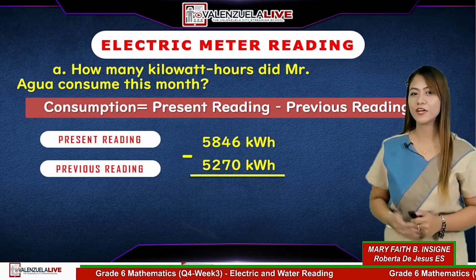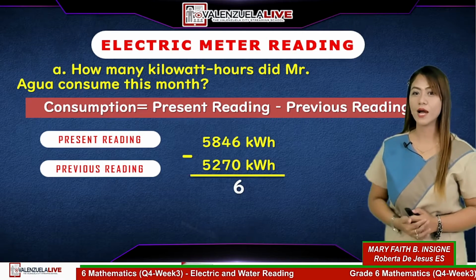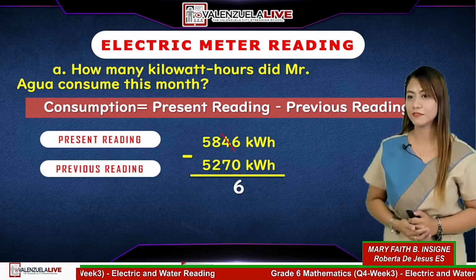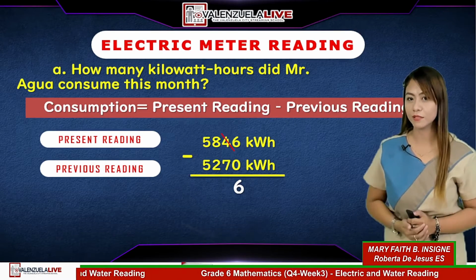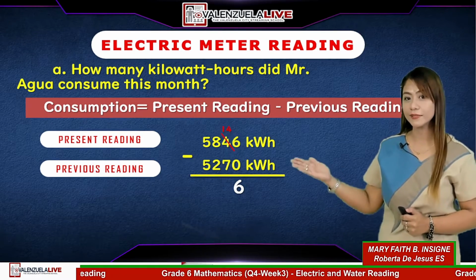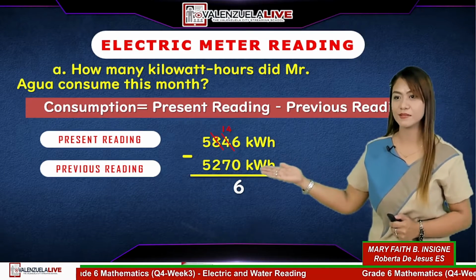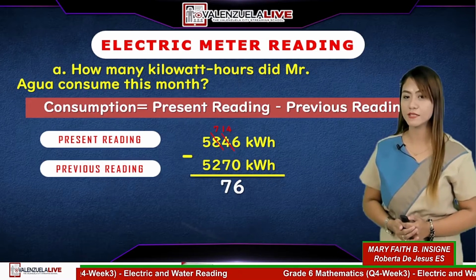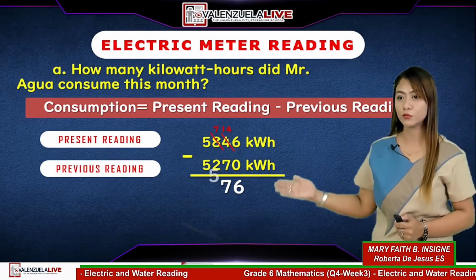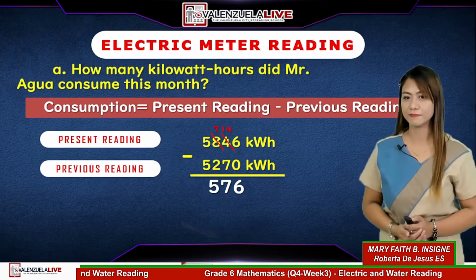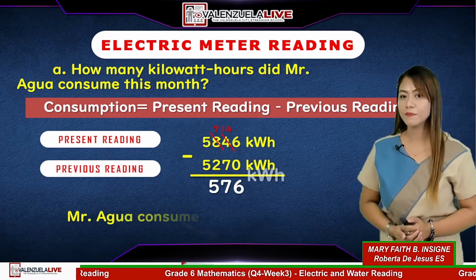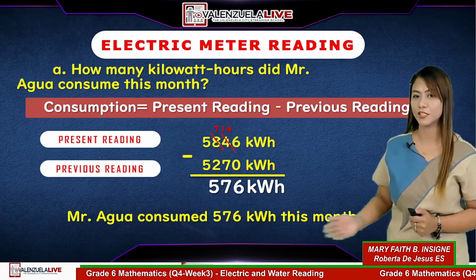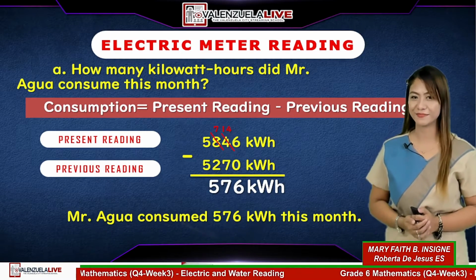Very good. So here's the solution. We have 6 minus 0 equals 6. 4 minus 7 cannot be. 4 will become 14 and 8 becomes 7. 14 minus 7 equals 7 and 7 minus 2 equals 5. Therefore, Mr. Agua consumed 576 kilowatt hour this month.